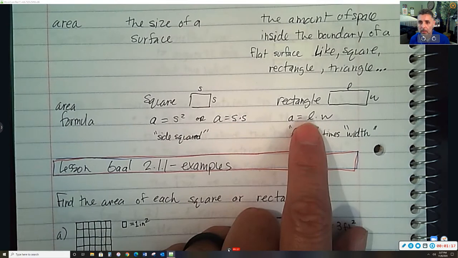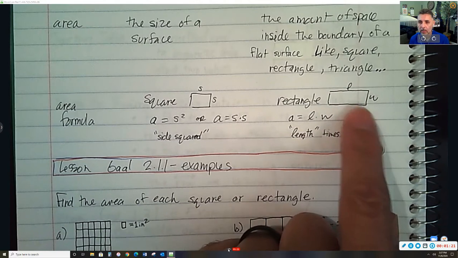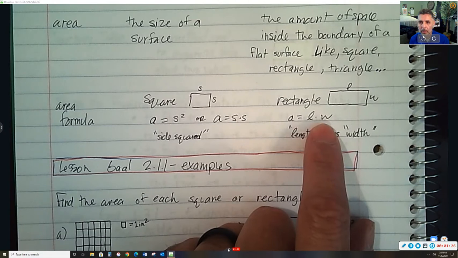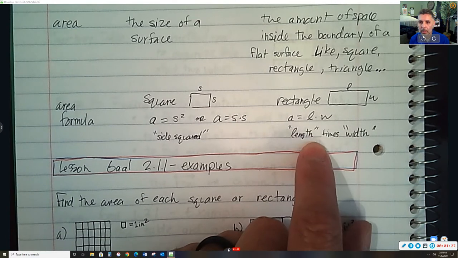If it's a rectangle, the area of a rectangle, now these have different dimensions. They're not the same like a square. This is length times width. That's what the area formula is. And that's what I have here. Length times width.